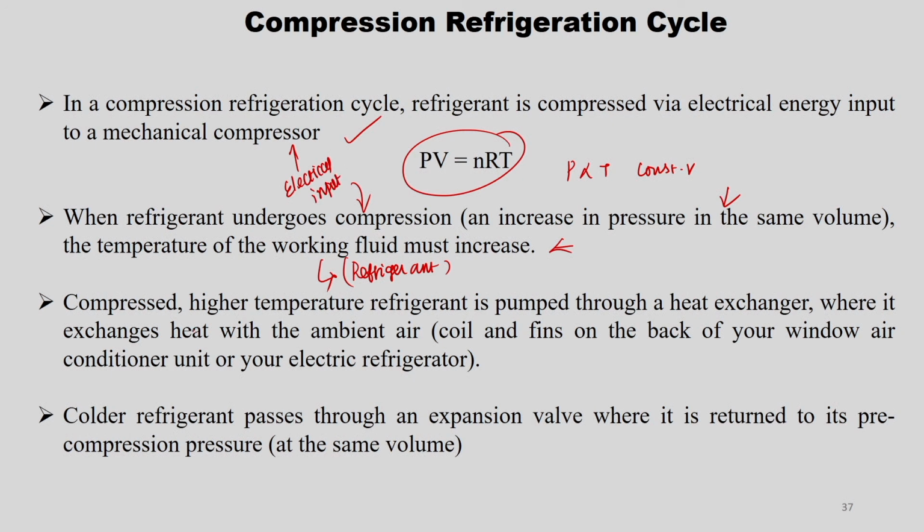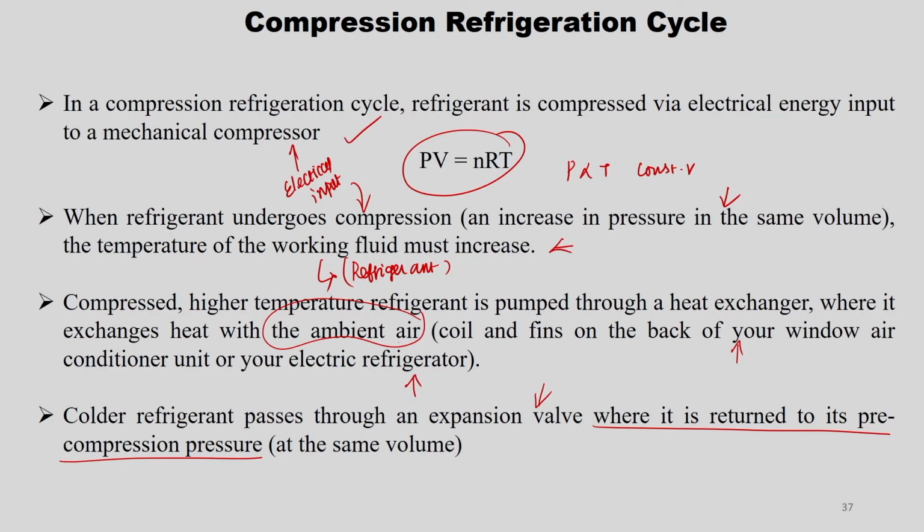So, once it is compressed, higher temperature refrigerant is pumped through the heat exchanger where it exchanges the heat with the ambient. So, that is nothing but your cold surface, right. So, coil and fins on the back of your window air conditioner, or you can see the same concept in your electric refrigerator as well. So, once it loses its heat, then colder refrigerant passes through an expansion valve to make it low pressure refrigerant, where it is returned to its pre-compression pressure, that is lower pressure at the same volume. So, these are all the 4 processes involved.